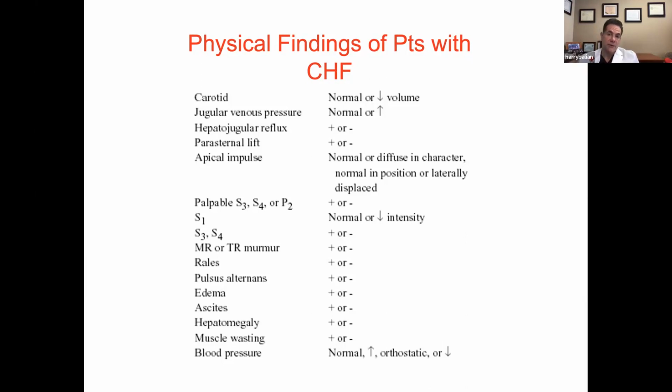Now S3 and S4 are diastolic heart sounds. S3 happens at the beginning of diastole, and S4 is towards the end of diastole. When you have an S3, it means that you have a stiff ventricle. When your mitral valve opens at the beginning of diastole, you have passive filling of the left ventricle, and when you have a stiff left ventricle, you have an S3.